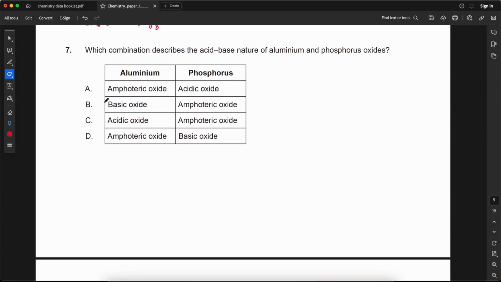Which combination describes the acid-base nature of aluminum and phosphorus oxide? Okay, aluminum is amphoteric, so between A and D. It can react with both acid and base. And for phosphorus, it will form an acidic oxide because it comes from a non-metal. A basic oxide comes from a metal like group 1 or 2, for example, MgO or Na2O.